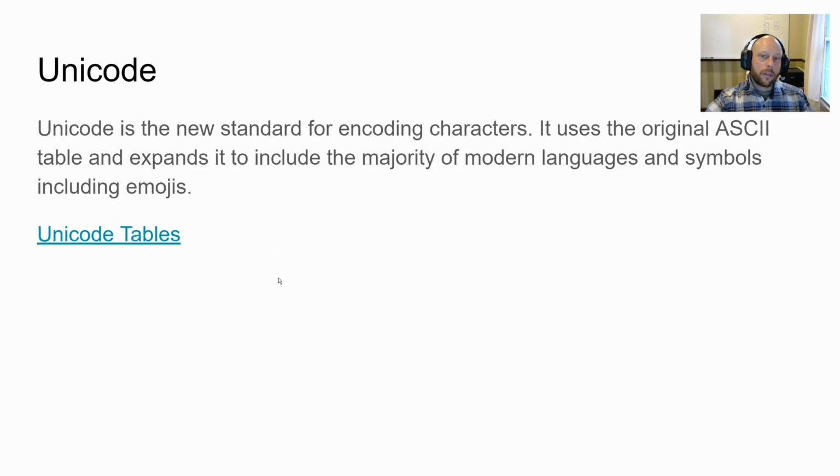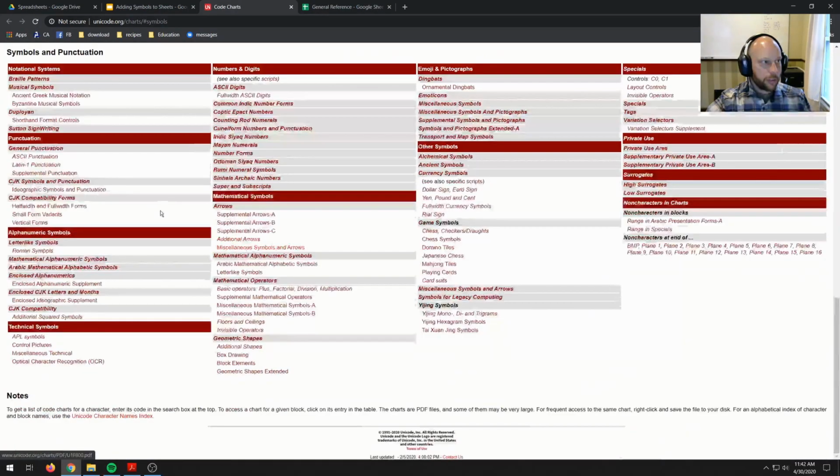Unicode is the updated version of ASCII. ASCII was like early on when computers were starting, but now we have to represent multiple languages and symbols and even emojis. So now we use Unicode. The Unicode table has everything. We have notational systems, punctuation. You can just read through this, and then all the Chinese, everything you could think of is Unicode. And I'll be showing you examples of this on a sheet.